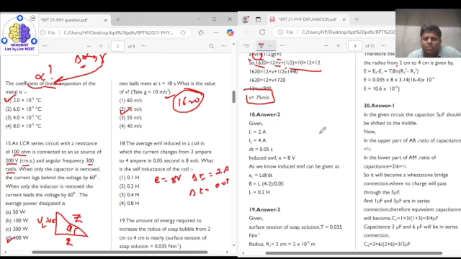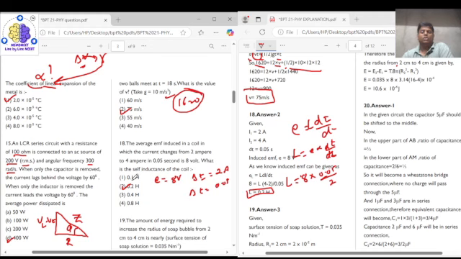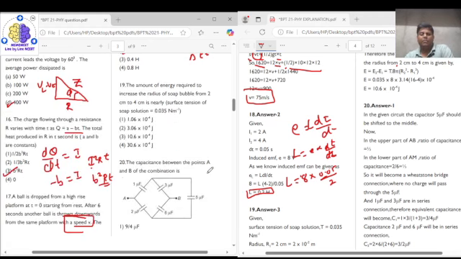We know that the formula is E = L dI/dt. So from here we can say that L = E dt/dI. So here self inductance L will be equal to EMF, which is 8 volts, into delta t of 0.05 upon delta I, the change in current, of 2 amperes, right? Calculating this, we get L = 0.2 Henry. So the correct answer for question number 18 is option 2, that is 0.2 Henry. Again, a direct formula based question, right?